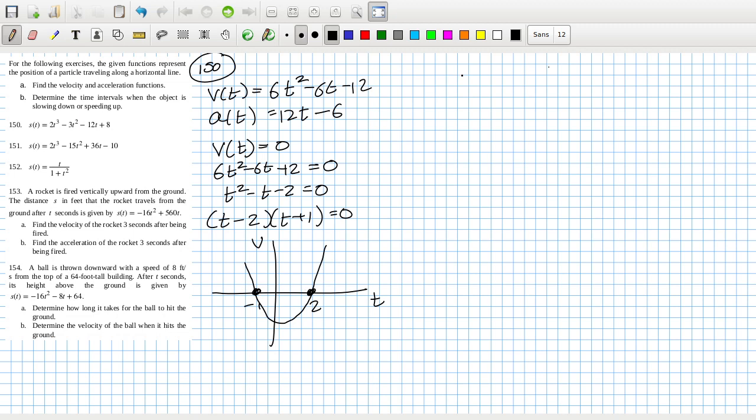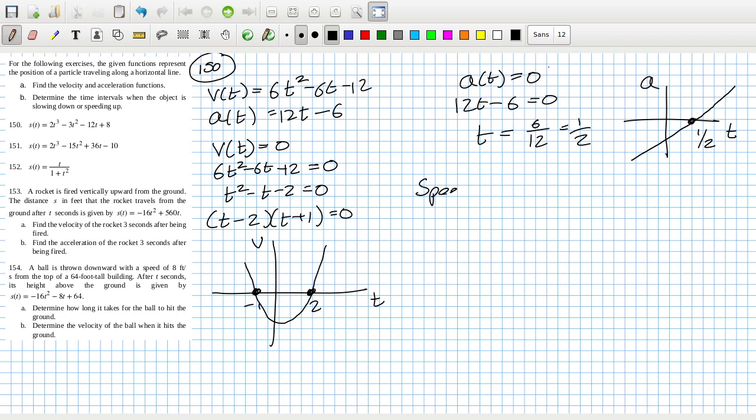Okay, and likewise for the acceleration. When is the acceleration 0? That's when 12t minus 6 equals 0. So that's when t equals 6 over 12, which is a half. So this is a linear upward graph. So there's the acceleration, there's the time, and then at a half, and here's the graph.